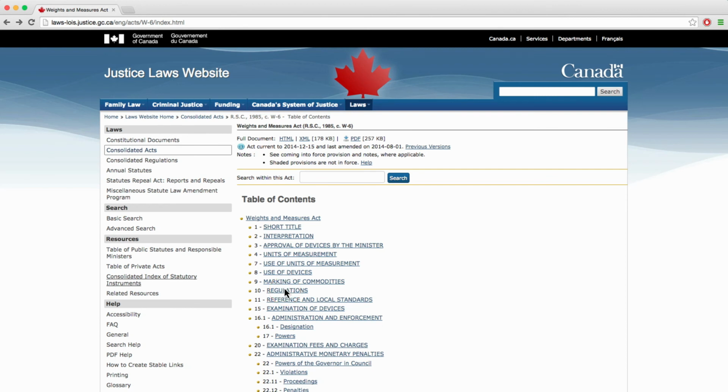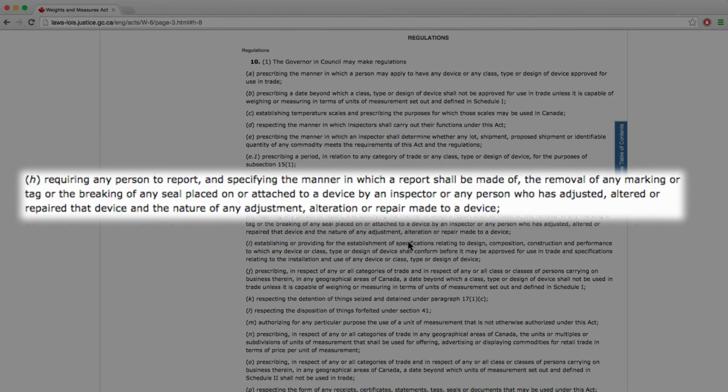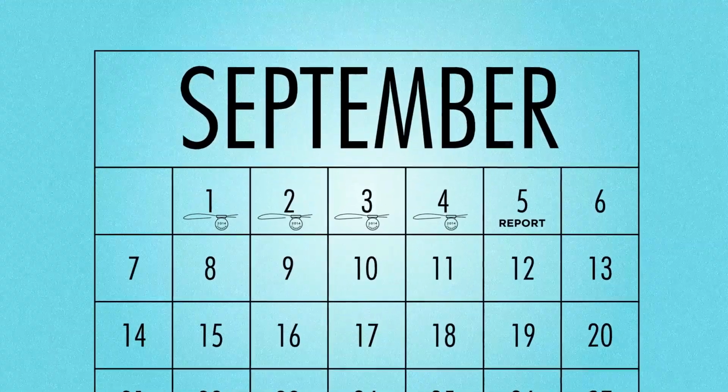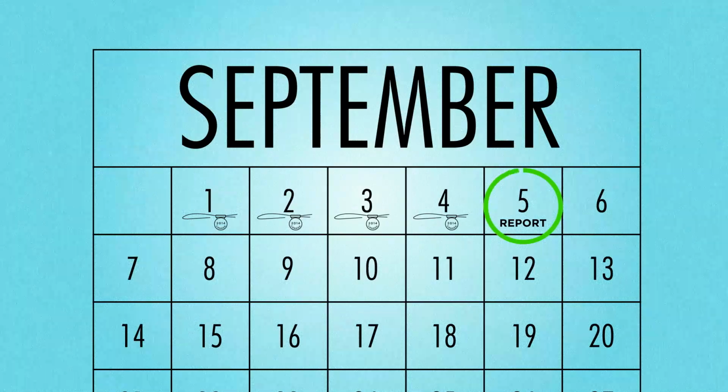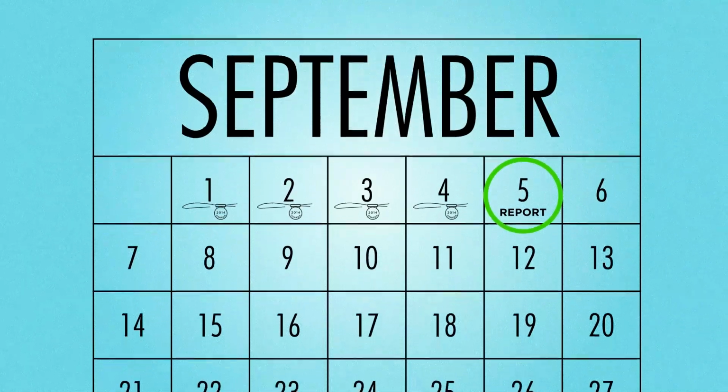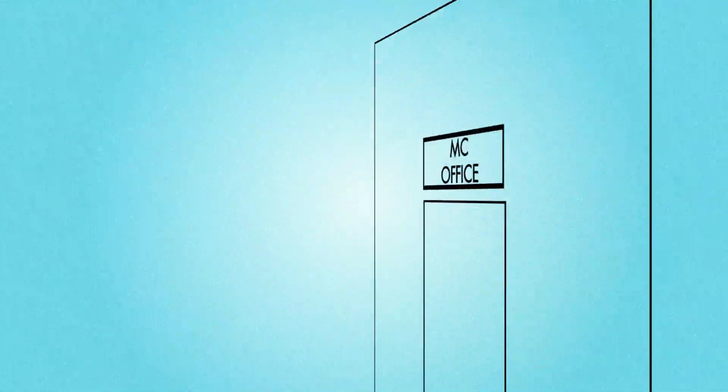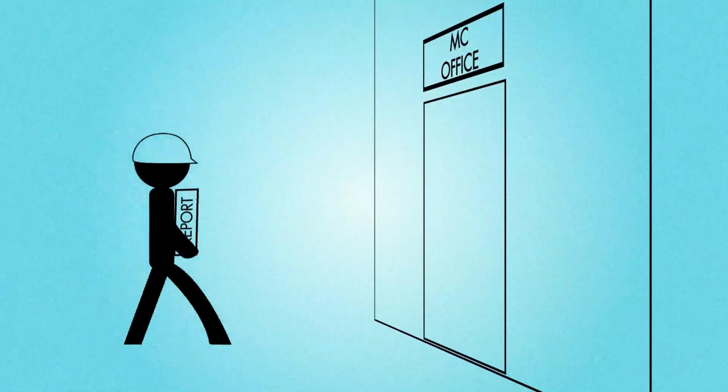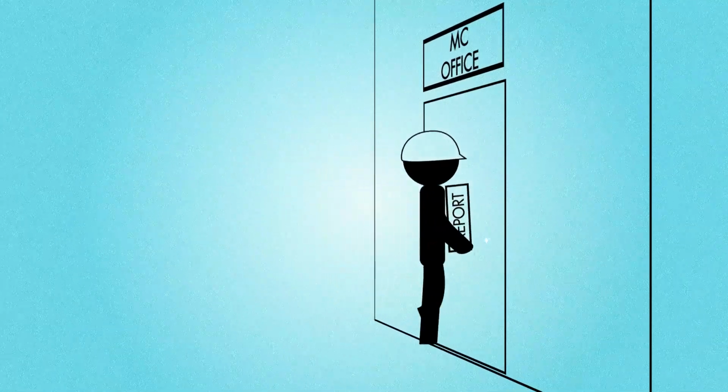Whenever a seal or mark is removed or altered and an examination of the device is not immediately accomplished, the Weights and Measures regulations require that a formal report be issued. This report must be made in writing and delivered to the nearest Measurement Canada office within 5 days. If you are in doubt, do not hesitate to contact your manager for additional information.